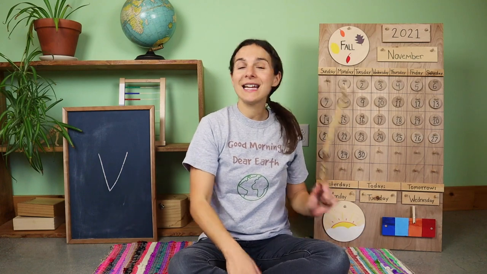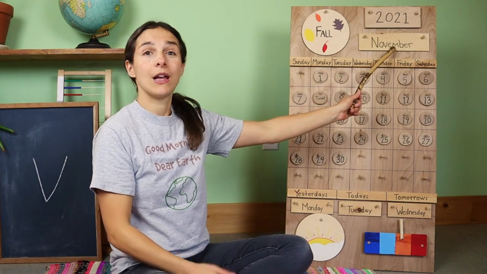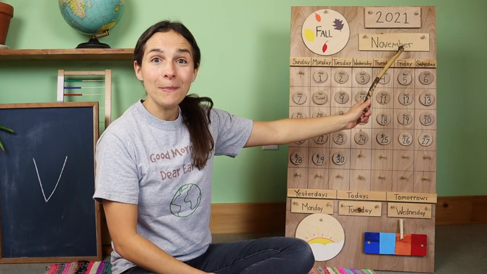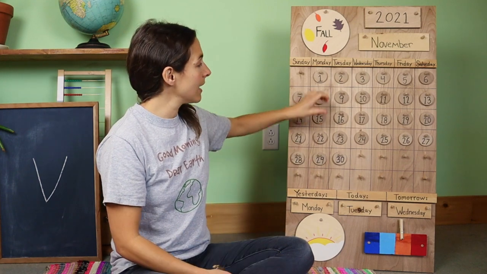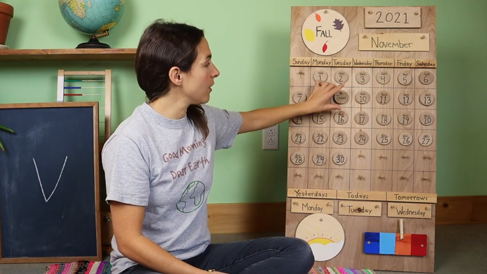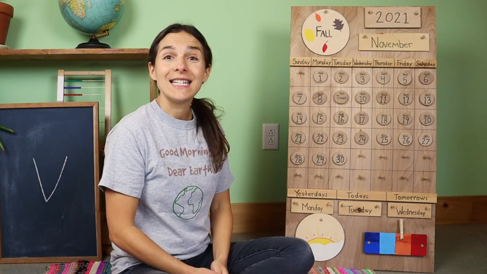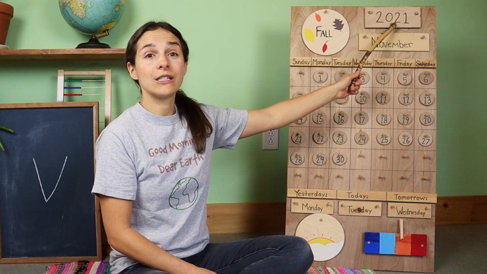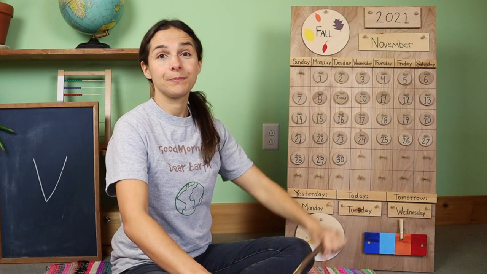Let me grab my pointing stick and we can go over the date together. Let's begin first with the month, which is right up here. Do you remember what the month is? November. Today is November 9th. Let's move the chip over from the number 8. Yesterday was November 8th, and today is November 9th, and the year is 2021.